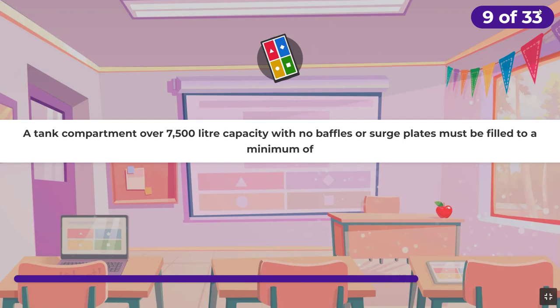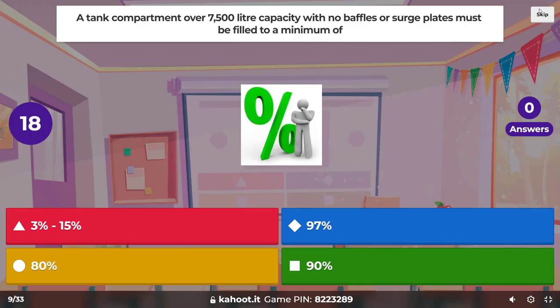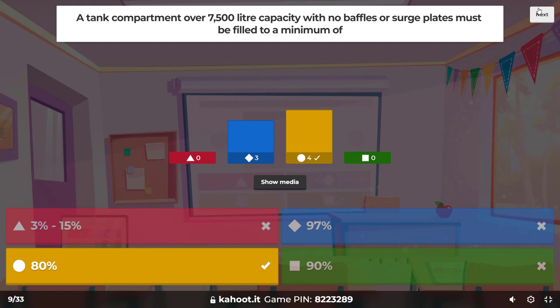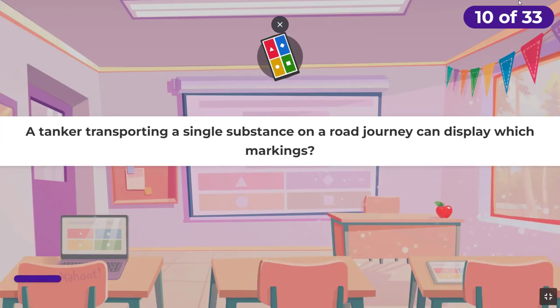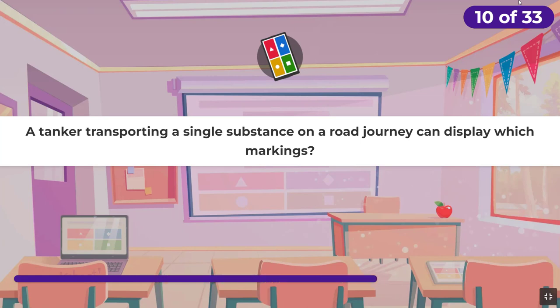Liter capacity with no baffles or surge plates must be filled to the minimum of what? What's the rule of thumb? So 20-80 rule, yeah. Now we know we need to leave at least 3% for petrol. 3% what? Ullage. So you can only fill it to 97. And we know butane, you need at least 15% of a gap, but that's not the question. So what's the rule of thumb for filling them up? Less than 20%, more than 80%.